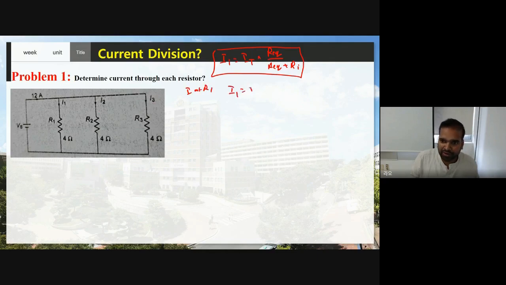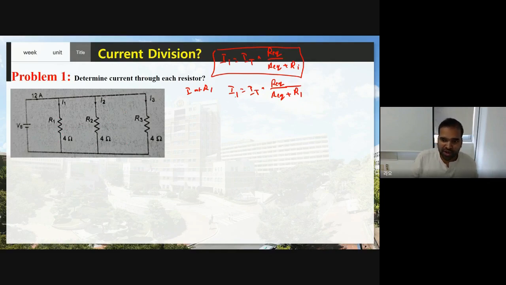I1 equal to IT into R equivalent by R equivalent plus R1. Okay, clear. Now you need to understand what exactly R equivalent is. Generally, what do many people do? These three resistors are connected in parallel, therefore 1 by R equivalent equal to 1 by R1 plus 1 by R2 plus 1 by R3. But if you do it like that, that is wrong.